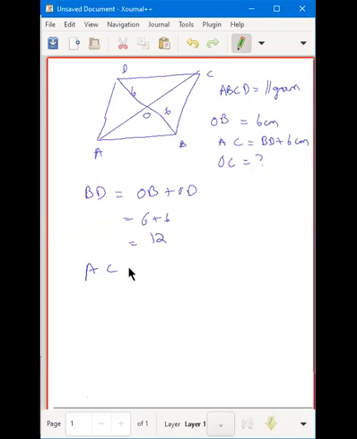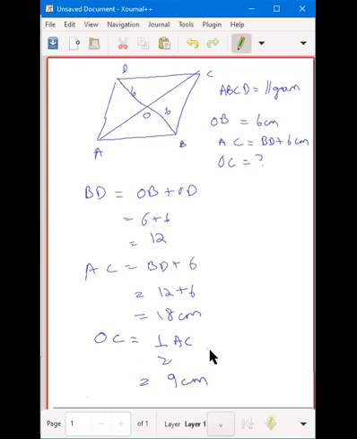Now AC is given to you as BD plus 6. What is BD? So what is the length of AC? 18 centimeters. And what are they asking you? OC. So what will become OC? 9 centimeters. Yeah, half of 18, which is 9. You need to remember the properties. Any doubts, anyone in this question?